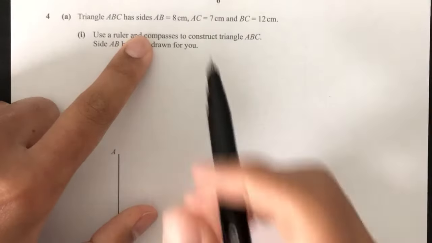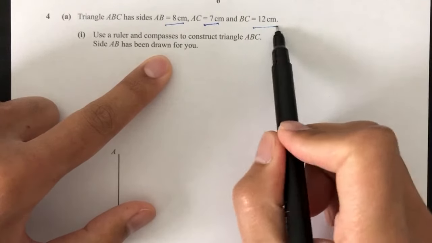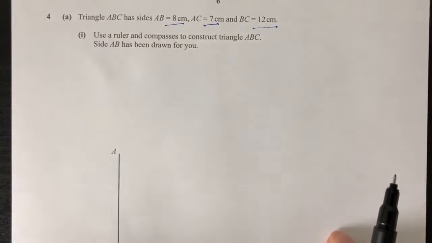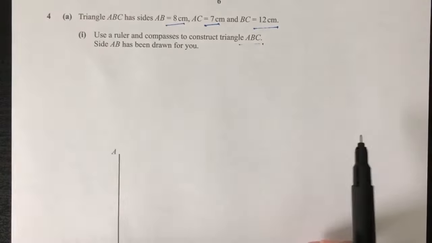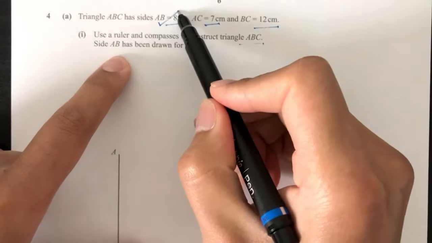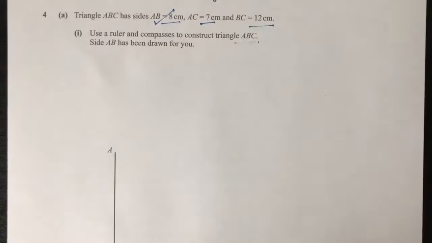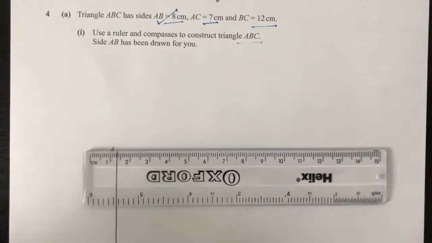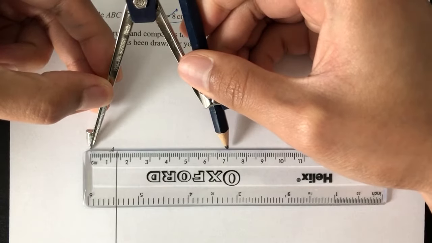Question number 4. Triangle ABC has sides AB equal to 8, AC equal to 7, and BC equal to 12. Now, use a ruler and a compass to construct the triangle ABC. So AB is given to you, so we have this already. So let's find AC. AC is 7, so we have to measure 7 from the ruler. 7 will be about this point, right?